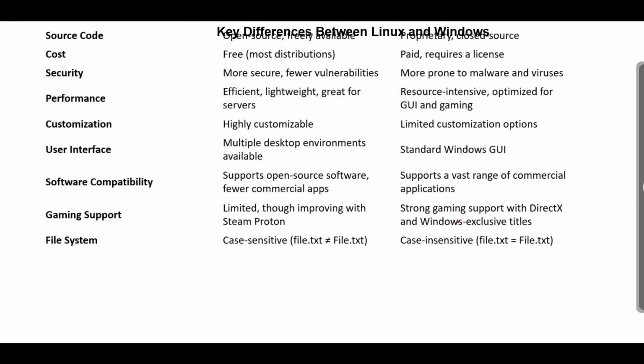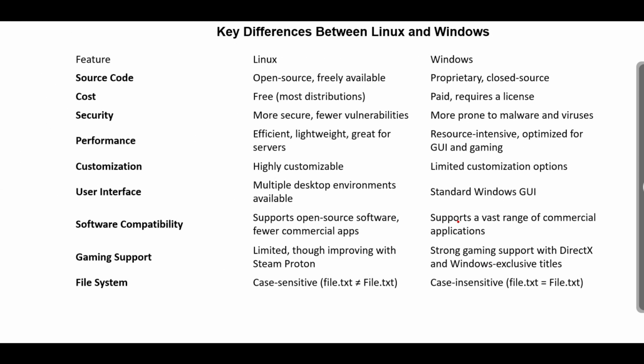So, key difference between Linux and the Windows operating system. Whatever I said, the same kind of information will be available here. Let me explain how we can install the Linux operating system via an EC2 instance as well as VirtualBox. First we'll go towards VirtualBox, then we will go to the EC2 instance.